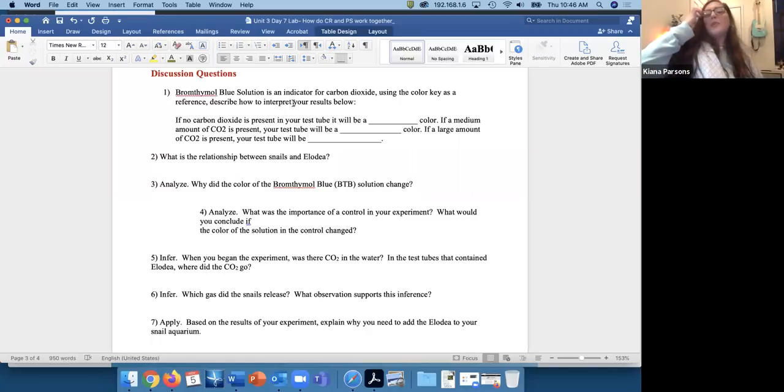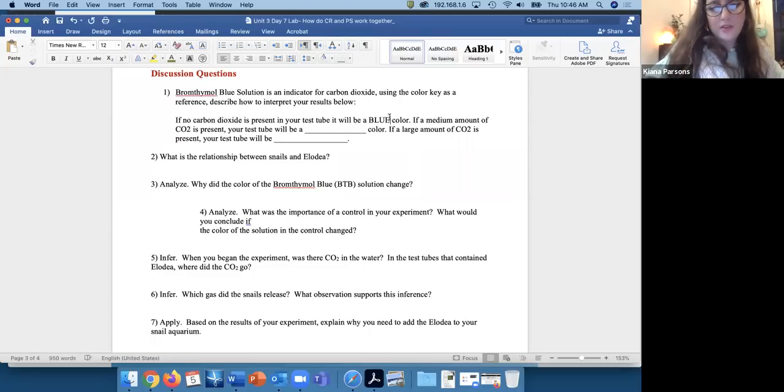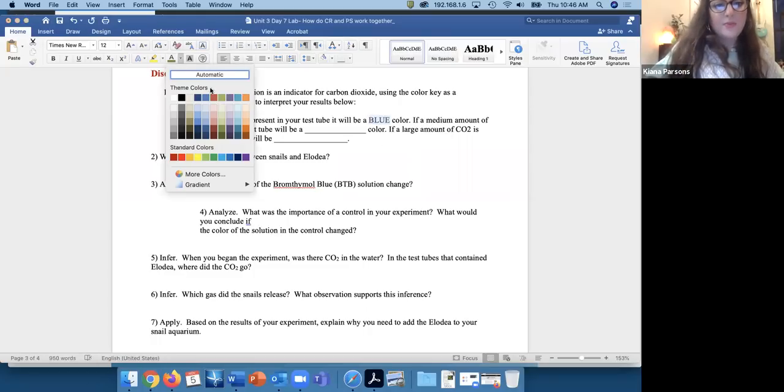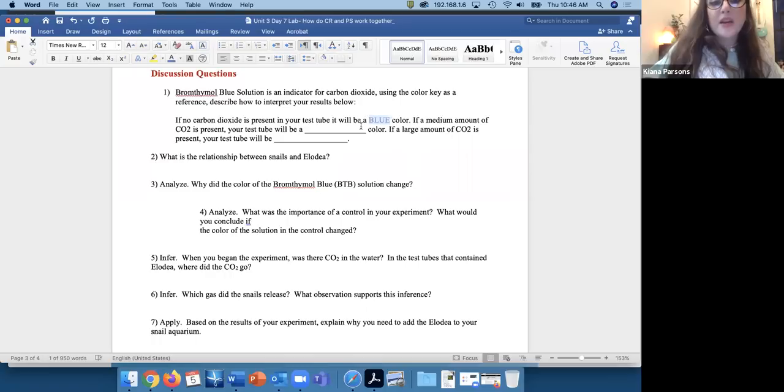All right, so the discussion questions. Bromothymol blue is an indicator for carbon dioxide. Using the color key as a reference, describe how to interpret your results below. If no carbon dioxide is present in your test tube, it will be a blue color. If a medium amount of carbon dioxide is present in your test tube, it will be a green color. And we just saw this when we interpreted our results. If a large amount of CO2 is present in your test tube, it will be a yellow color, which we saw in the test tube that had 2 snails and 1 elodea.